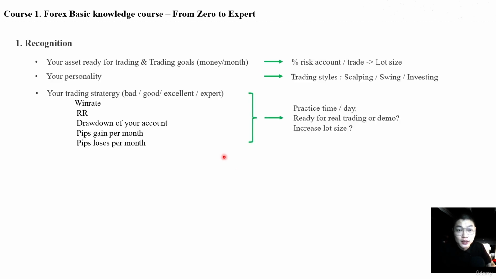In trading, recognition means that we have 3 factors. The first one, you need to know about your assets ready for trading, and the trading goal. It means how much money you want to earn from trading in 1 month. From that, you can decide what percent of your account you're ready to lose in one trade. From that, you can calculate the loss side you want to take in one trade. How to calculate the loss side, I already taught you in the lesson about pips and lot leverage. You can watch it again and calculate it.